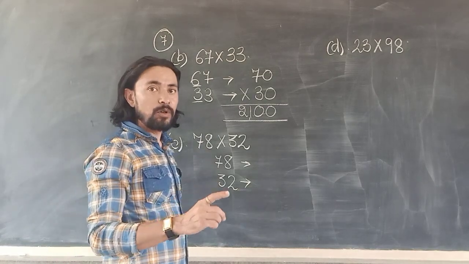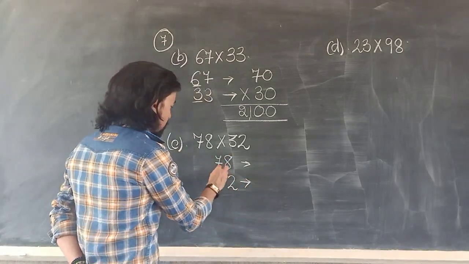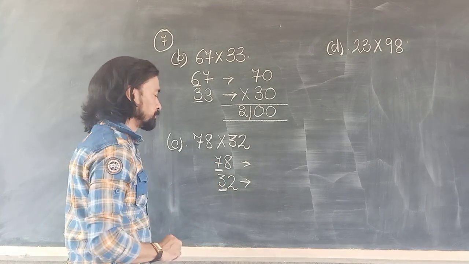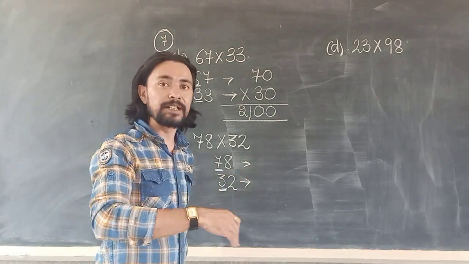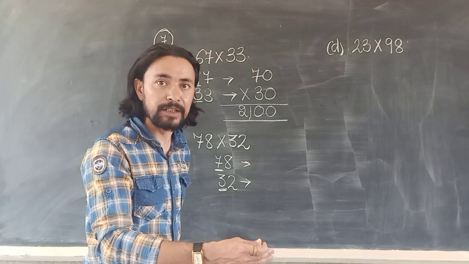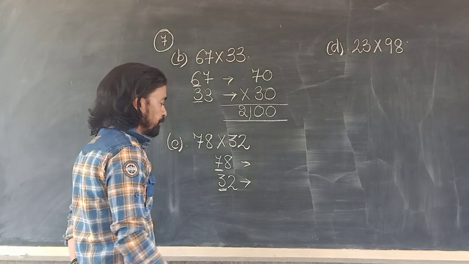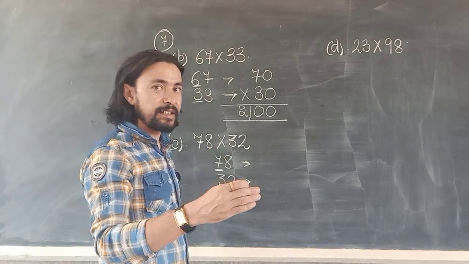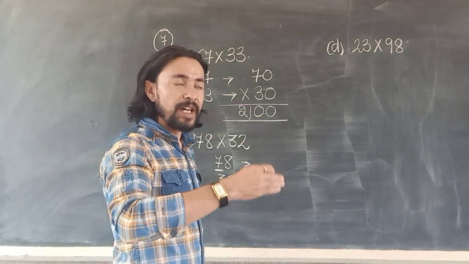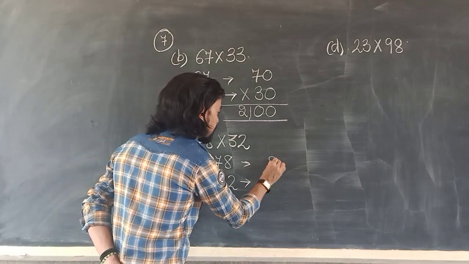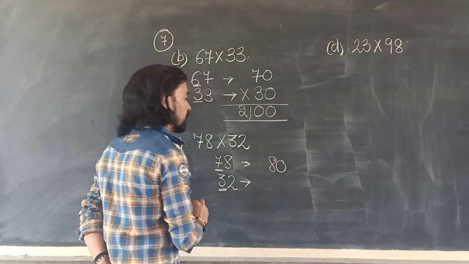I am rounding off to the nearest tens. So I underline that period or that place value, and I look at the number that is to the right hand side of that particular number. After 7 comes 8. 8 falls in the second category, that is 5, 6, 7, 8, 9. So the 7 will change to an 8. The 8 will change to a 0.